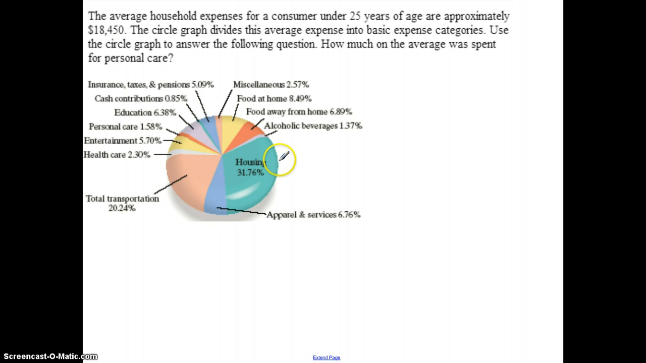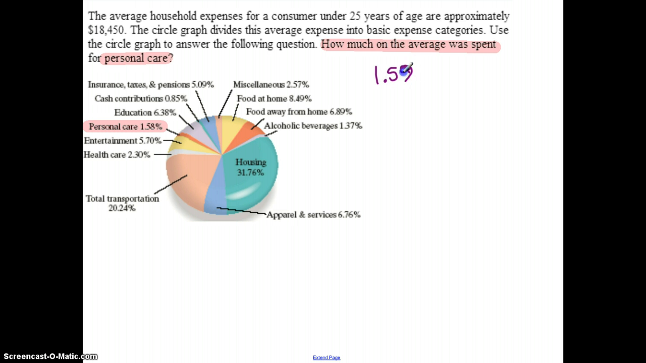So an average household expense for a consumer under 25 years of age is approximately $18,450. Okay, so you have the circle graph that breaks everything into the percentages that this age group, 25 and under, would spend. So in the directions, it wants to know how much on average was spent for personal care. So in this, I can see personal care is right here.